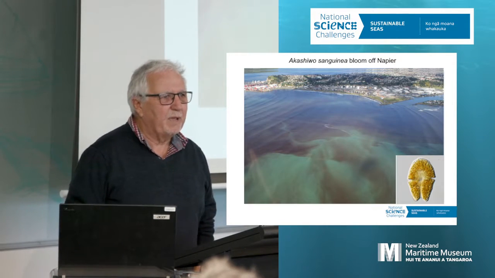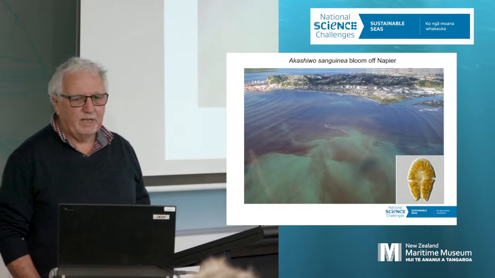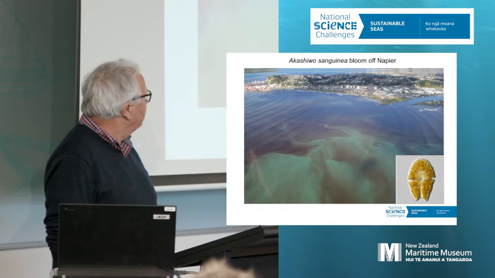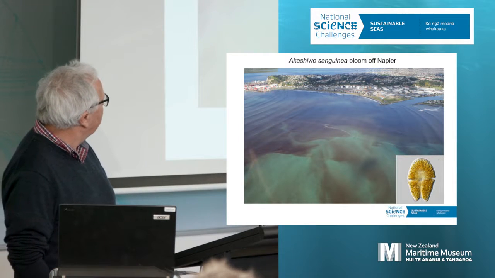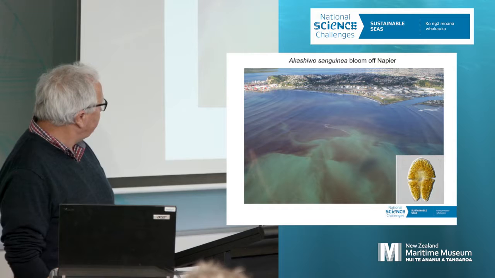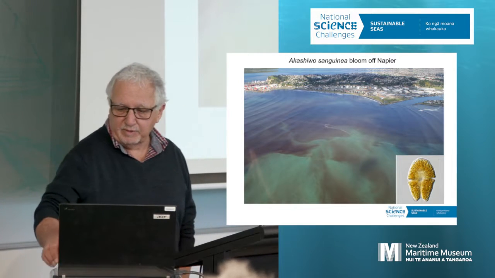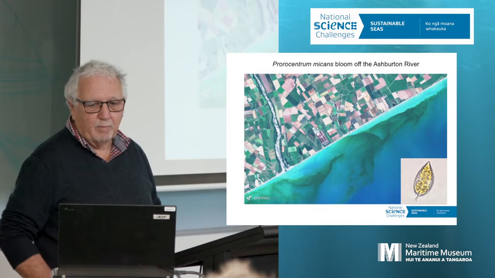Often what happens on land, as Ben points out, affects the coastal waters. This is an example of a very intense bloom of a dinoflagellate off Napier a couple of years ago, after a period when they'd had very heavy rains in the catchment of the area. These things are quite common.